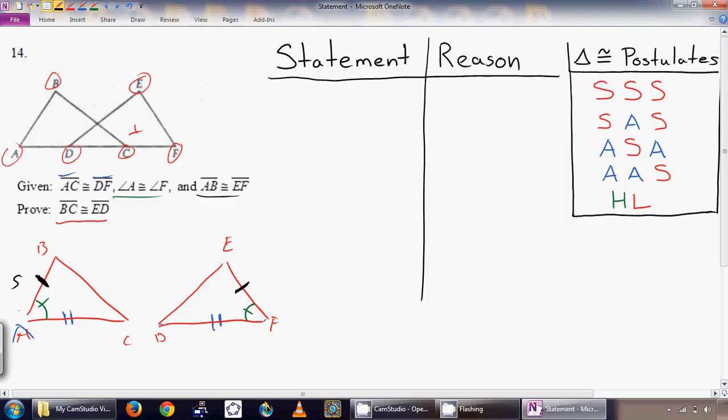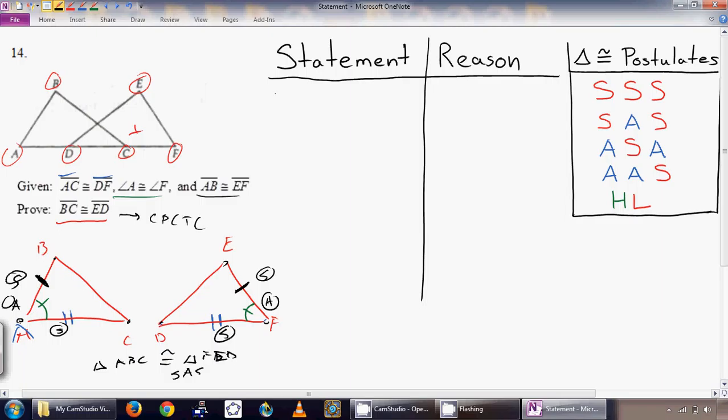This is a side, an angle, and a side. A side, an angle, and a side. So these triangles are congruent. Let's name them. Triangle ABC, A to B to C, will be congruent to triangle FED, and that's going to be by the side angle side postulate. And then we'll end with CPCTC.